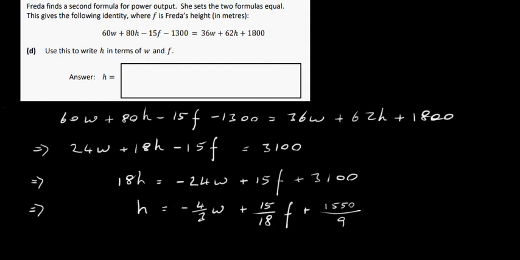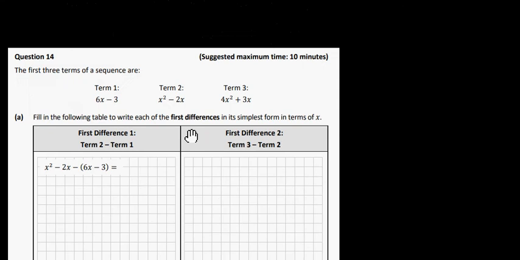So we could write it in here, I guess. This is what we have to do. So H is equal to minus 4 over 3 W plus 15 over 18 F plus 1550 over 9. Actually, I should have switched these around, but it doesn't really matter. This is your answer effectively anyway. Okay, so let's move on.